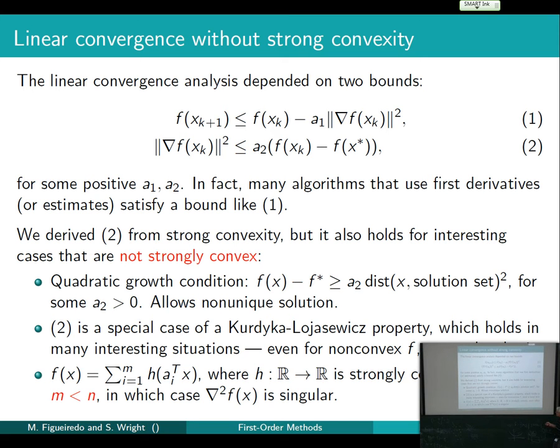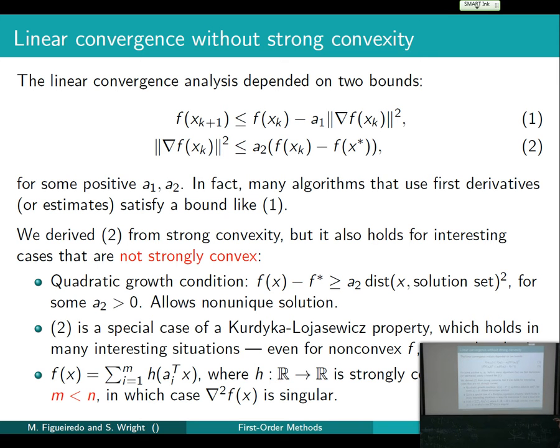Also, it's been observed recently that the second one is a special case of what's called the Kurdyka-Lojasiewicz property. That's a property that has this form where you can show that the growth of f as you move away from the optimal set grows at least as fast as some power of the gradient, okay? What that's telling you is that the gradient is telling you something about how suboptimal you are, okay? You don't get a situation when you're a long way from optimality, but the gradient is still small.